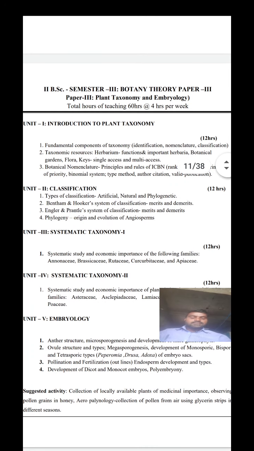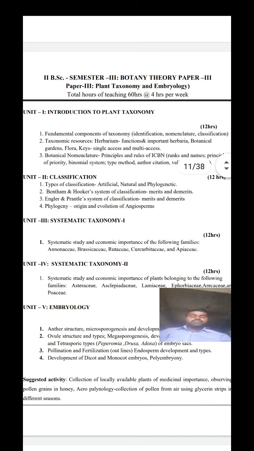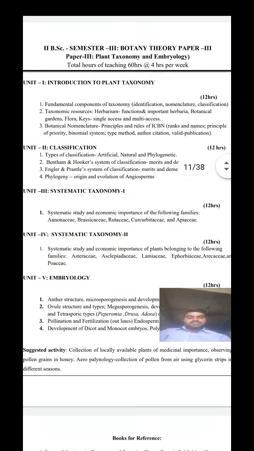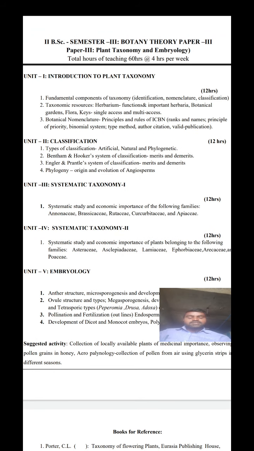And the next unit is the third unit, systematic taxonomy 1. In this semester there are two systematic taxonomy units, taxonomy 1 and taxonomy 2, the latter in the fourth unit. The third unit is systematic taxonomy. We study a few families, the systematic study and economic importance of plants.